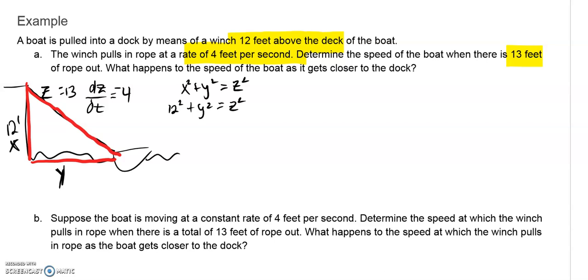Y is the distance from the boat to the dock, and z is the length of that rope. They're both changing, so we leave them like this. This is the equation that tells us the lengths of all of these sides, one being a constant. And we find the derivative to tell us how they are relating to each other in their change. And so we're going to find 2y times dy dt, plus 2z times dz dt.